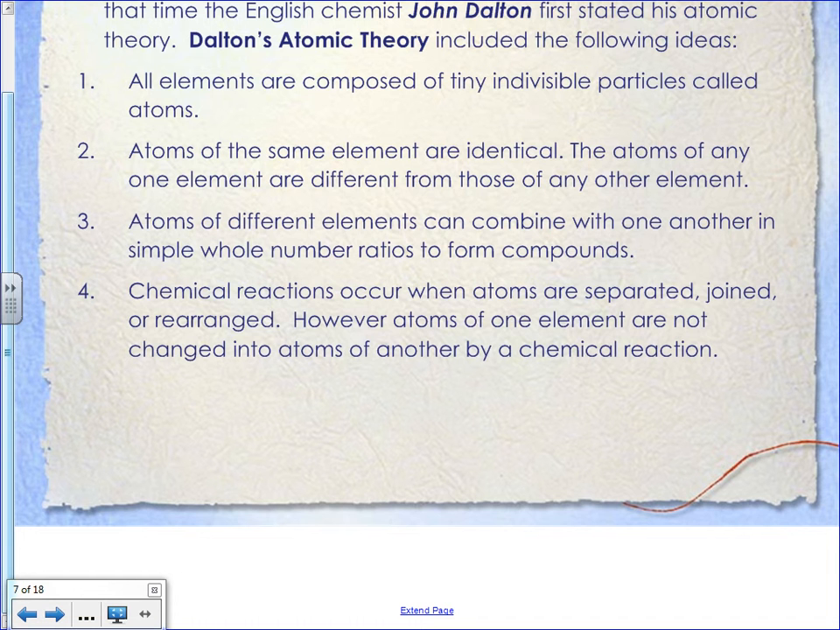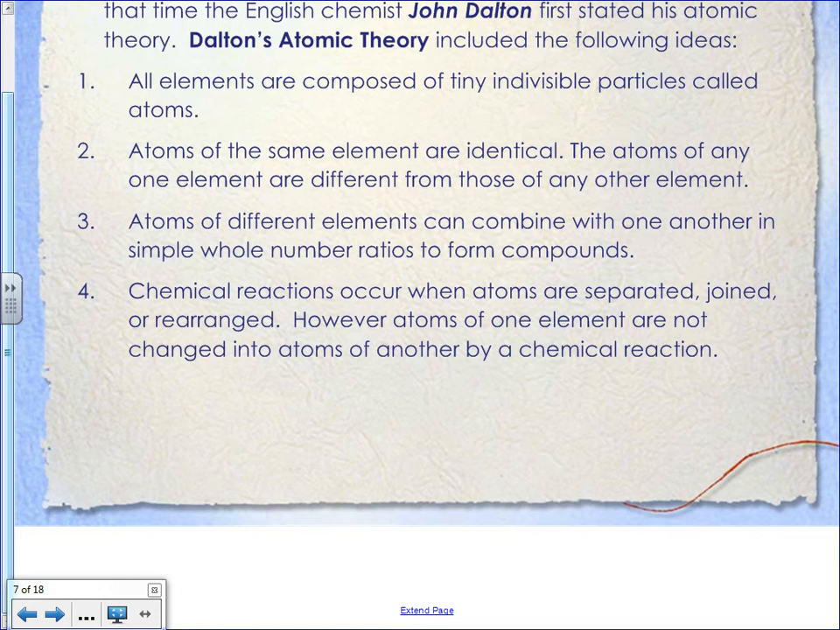Second point, atoms of the same element are identical. The atoms of any one element are different from those of any other element. So oxygen atoms all look alike, but they look different than carbon atoms. That's why we have different materials and different elements: their atoms are different. For example, carbon atoms all have 6 protons, oxygen atoms all have 8, and so that's why they're different. The physical properties of a material are based on the number of protons in the nucleus of that atom.